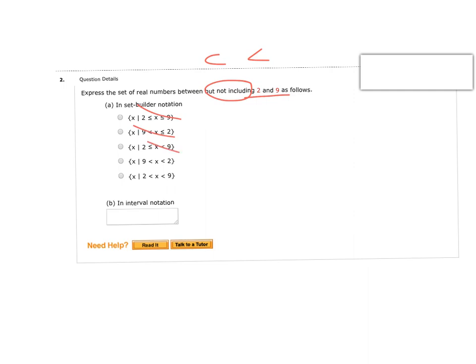And then we're down to the last 2 here. And what I always say is just think about it as if the x wasn't there. What would the inequalities be opening up to? So I would say they would clearly be opening up to 9 and pointing at 2. So that's how I would tell the difference between those.